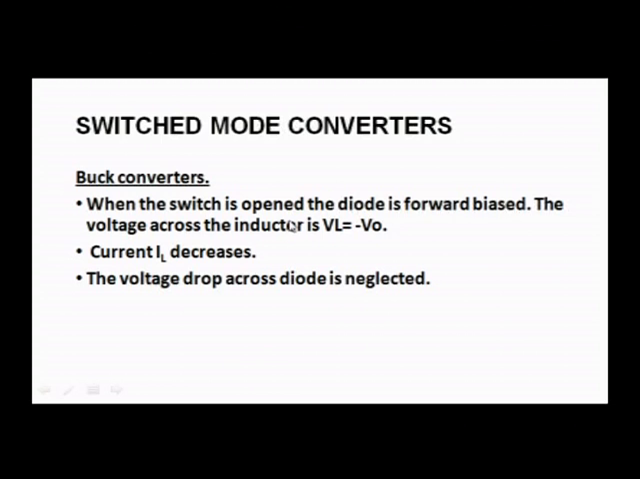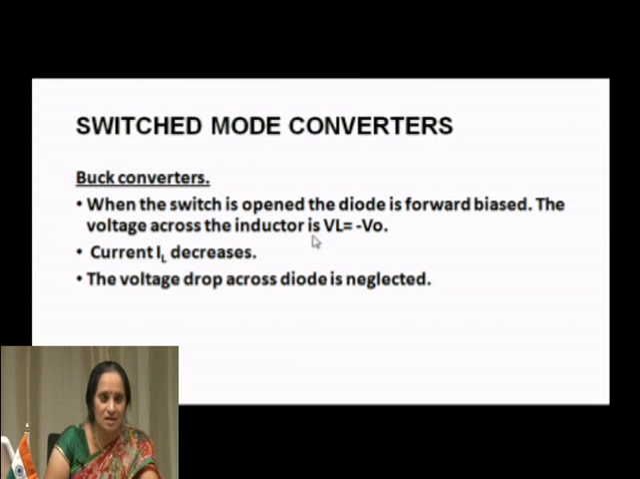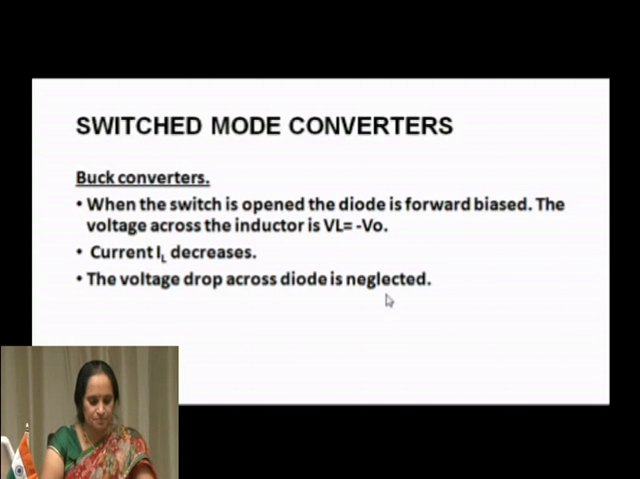But when the switch is opened, what actually happens? Only the inductor voltage is going to drive the output. So, VL is equal to minus V0, or V0 is minus VL, and the voltage drop across the diode is neglected. The current IL is going to slowly start decreasing. It is almost discharging, I can say, through the load and the diode, but the voltage drop across the diode is neglected.